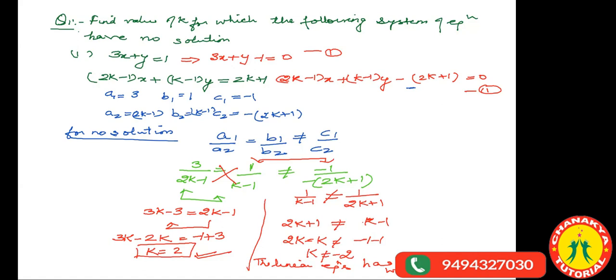Ma'am, what is the use of finding k is not equal to minus 2? Because we have this ratio that A1 upon A2 is equal to B1 upon B2, not equal to C1 upon C2. So we have to solve this, okay? So ma'am, it means the system has no solution except when k is equal to minus 2, right? Ma'am, noted. Got it?